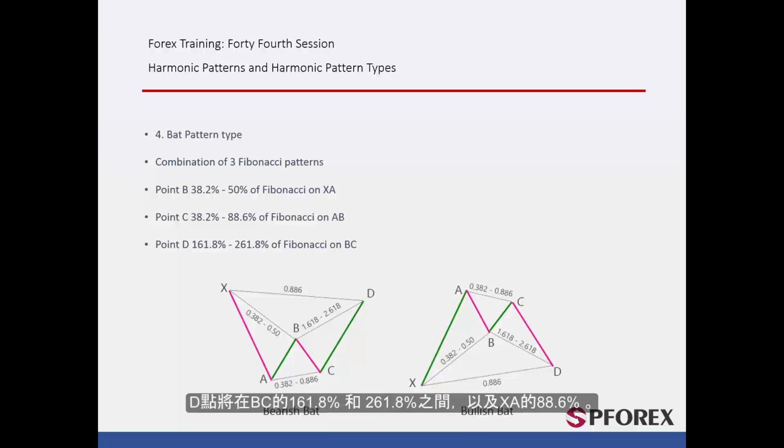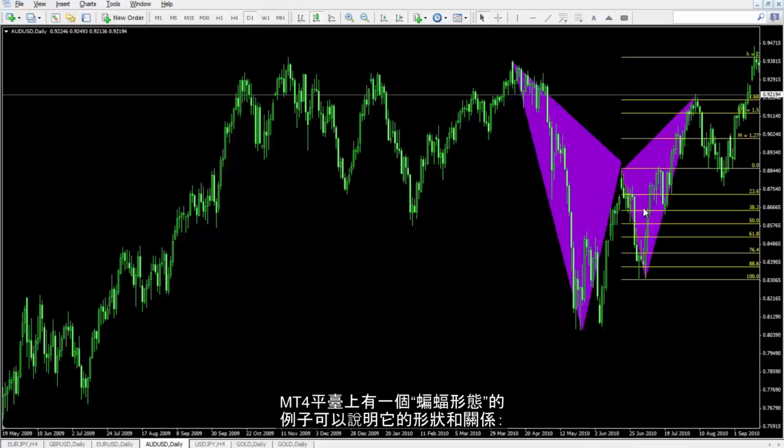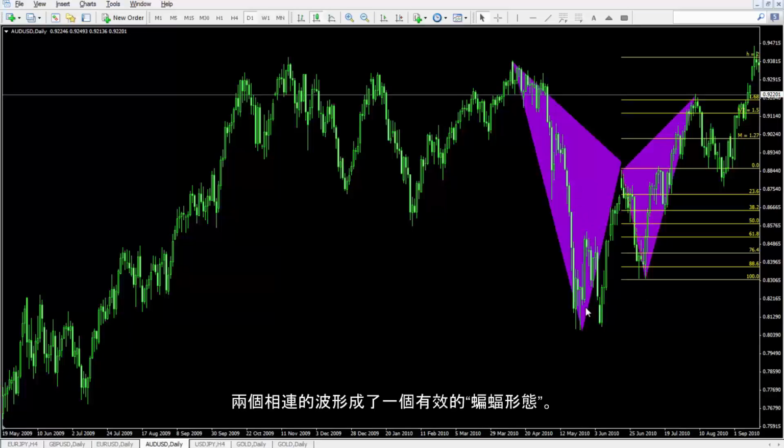The point D would be in the area between 161.8% and 261.8% of BC, plus 88.6% of XA. Trend would probably change its direction from the point D. A bat pattern example on MetaTrader 4 is shown to clarify its shape and relations. 2 connecting waves have formed a valid bat pattern.